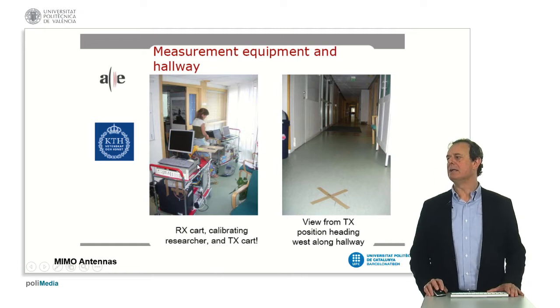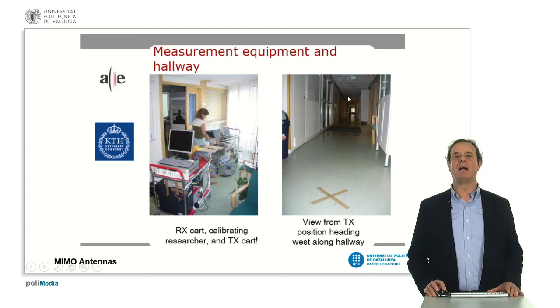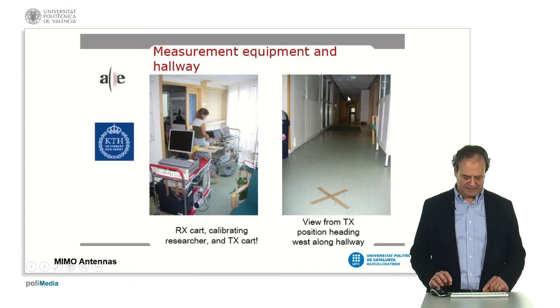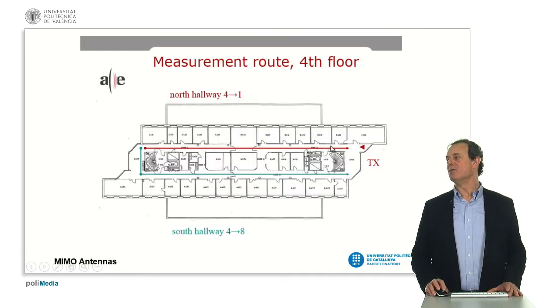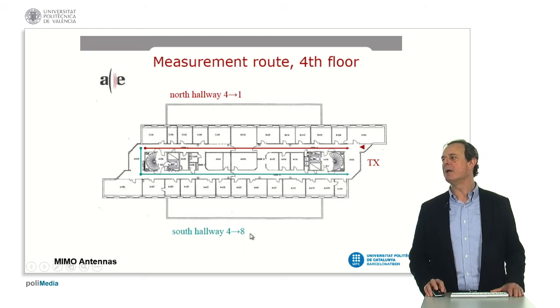So here you may see the receiving cart. They are calibrating, and the transmitting cart. And here you may see the corridor. So we plan to move with our receiving cart through this corridor and measure the received signal. So here you have a map of that. They were planning to move along a north hallway and a south hallway.